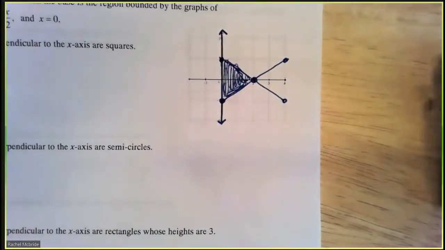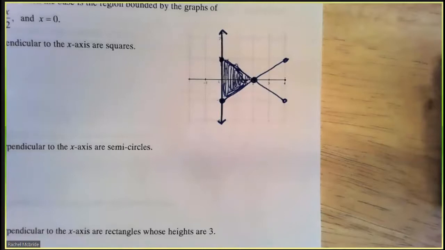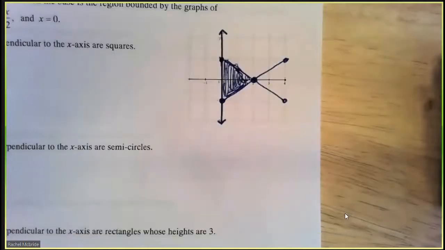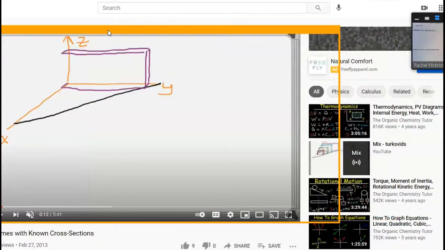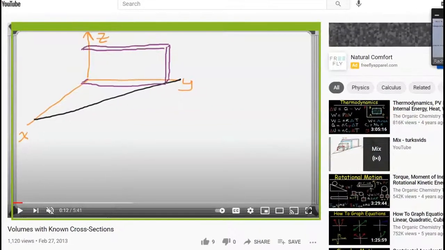Technically, and I have a little video to show you, because I'm not very good at drawing what we're looking at, I want to go over to sharing my screen. We're going to go to a video. This video shows the volume of a cross section that is rectangular, but you can still see the triangular region here. I'm just going to let you watch how they draw their cross sections.